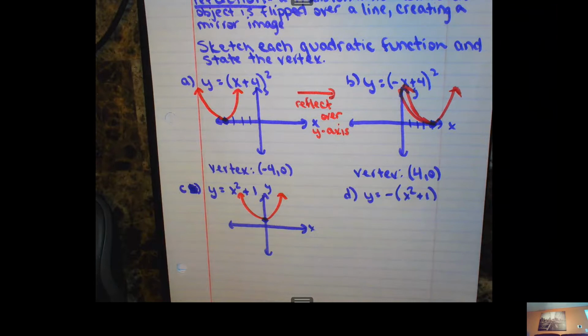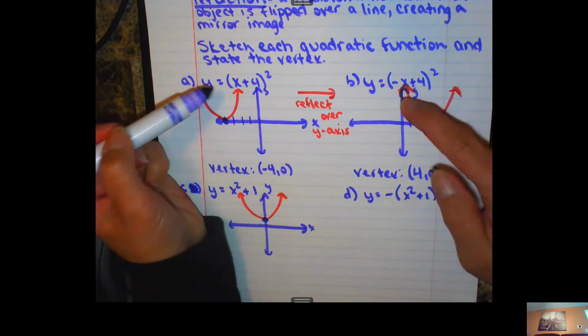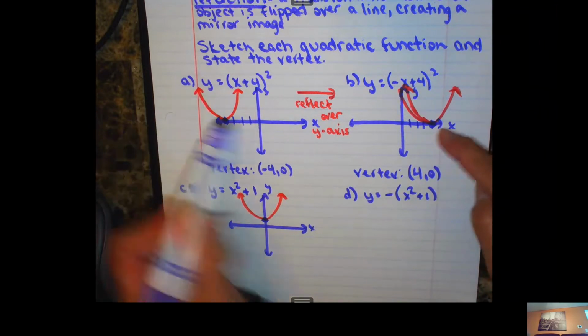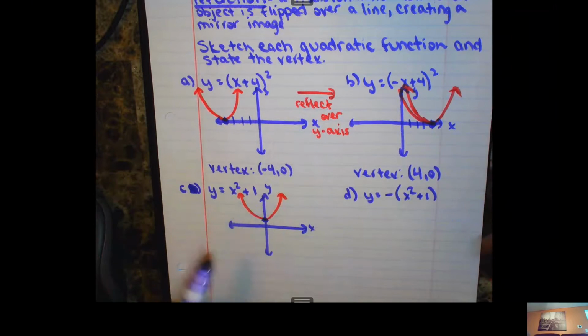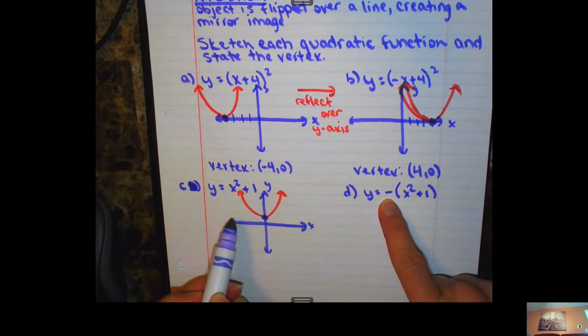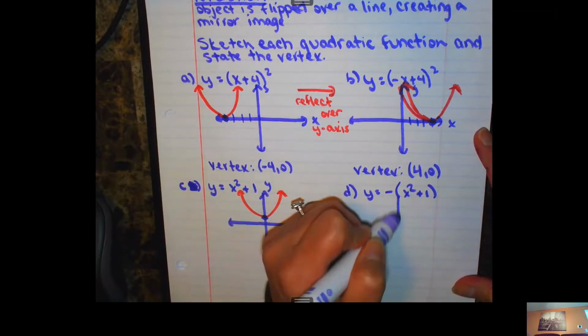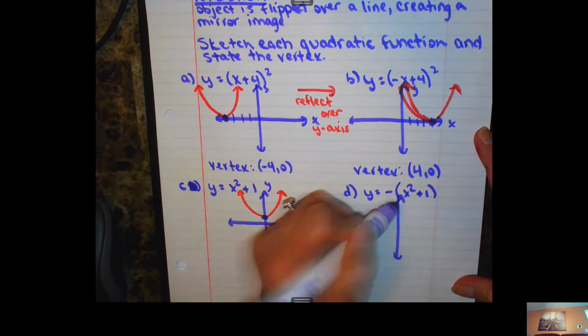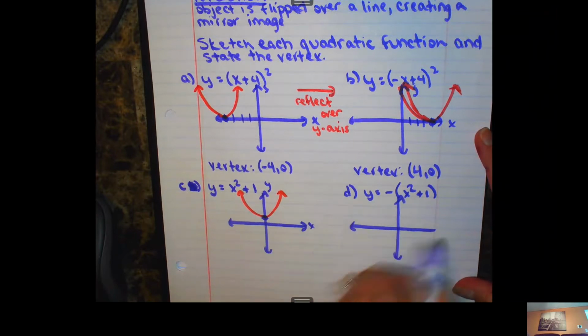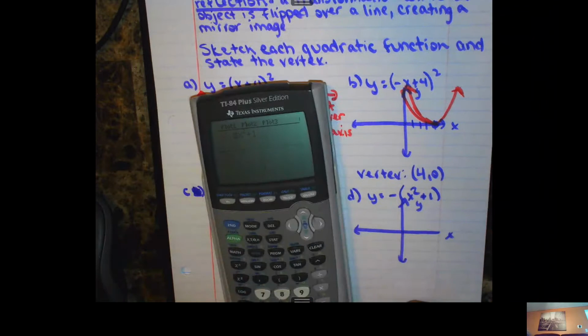So you probably can guess what happens when we have a negative attached to the x. It flipped over the y-axis. When we have a negative in front of everything, we hope that it's going to reflect over the x-axis. So I'm going to draw my sketch, see if we're right. X, Y. I'm going to go to my calculator and type that in.